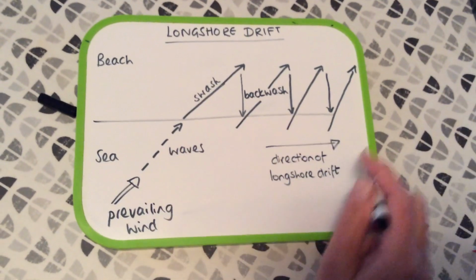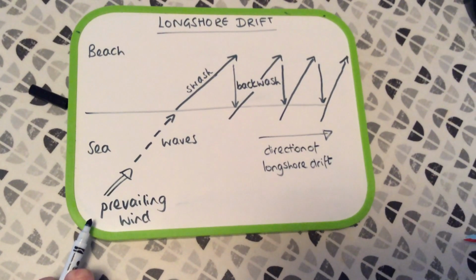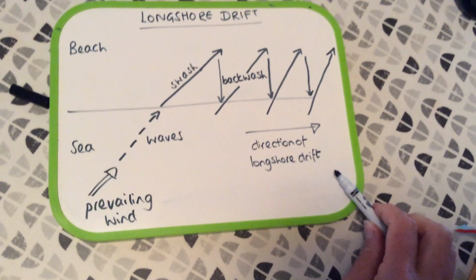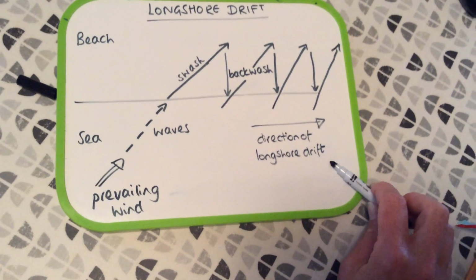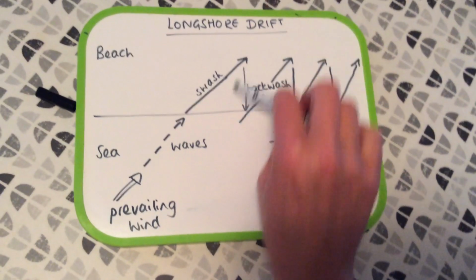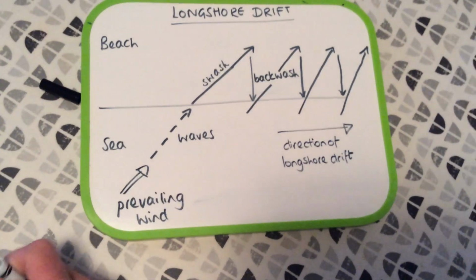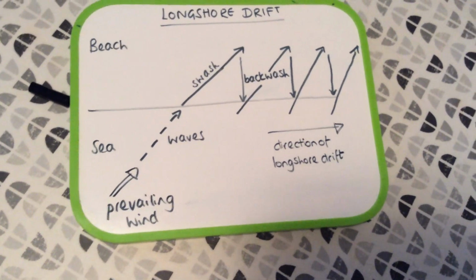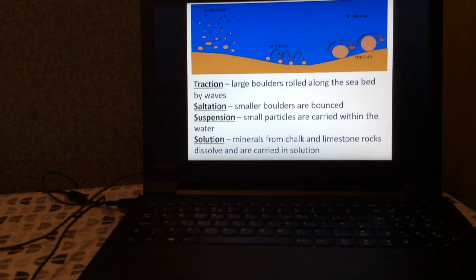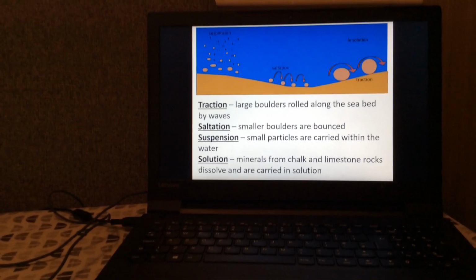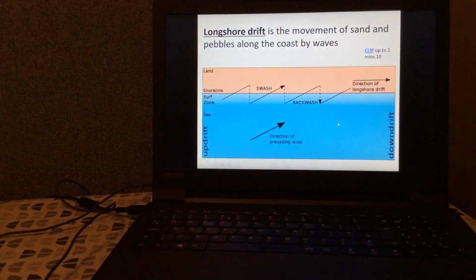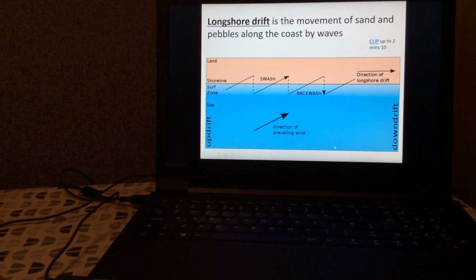Okay, it doesn't always happen like that. It depends which direction the prevailing wind's coming from. If the wind was coming from this direction, the waves would go in and out, in and out, and the direction of longshore drift would be that way. Okay, so that's what longshore drift is, and that particularly is a type of transportation that moves particles along a beach or along the coastline, like this.